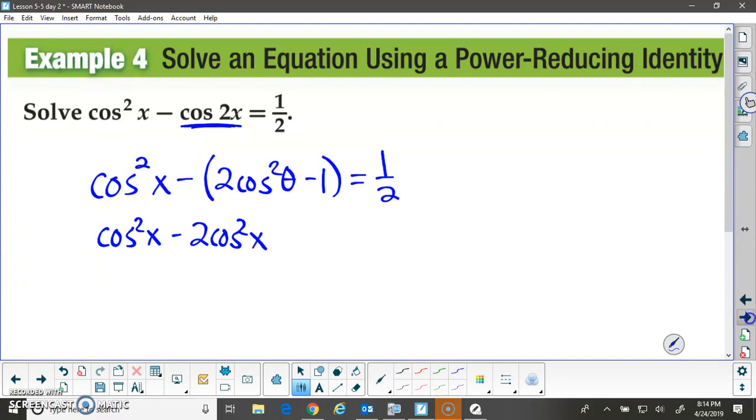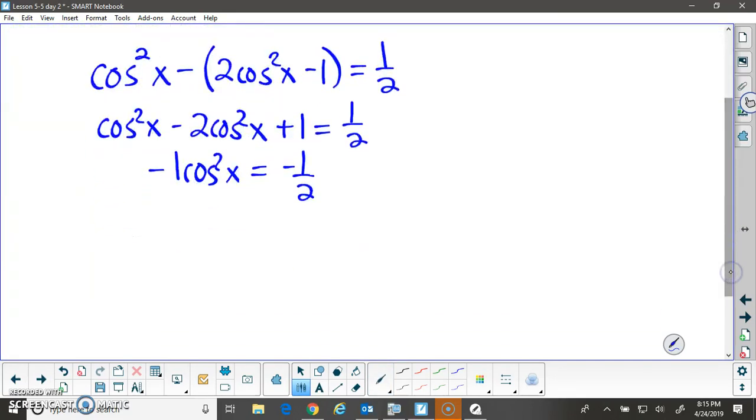See, I've got x's here, not thetas. Let me just fix that real quick. Get rid of that theta, make it an x. Okay, and then that's going to become a plus 1 equals 1/2. Well, we've got like terms here. If we combine the like terms, we get negative 1 cosine squared of x. If I subtract 1 from both sides, we get a negative 1/2 on the right. And now if I divide both sides by the negative 1, we'll have cosine squared equals positive 1/2.